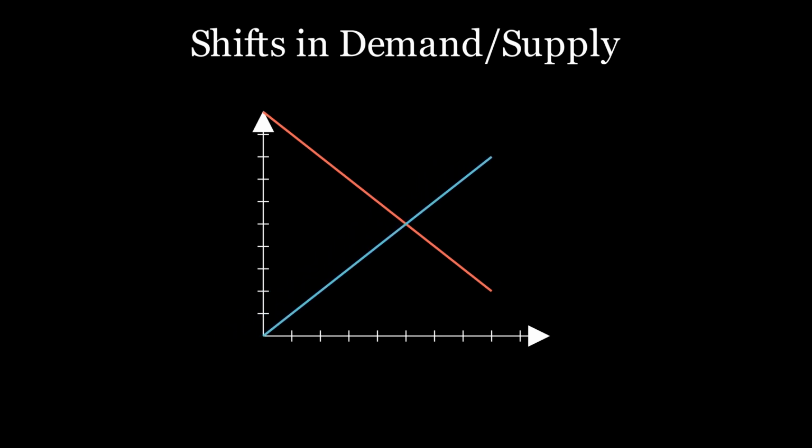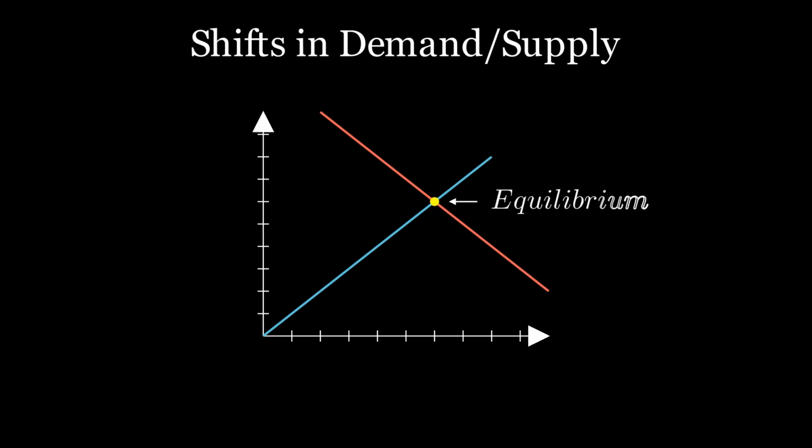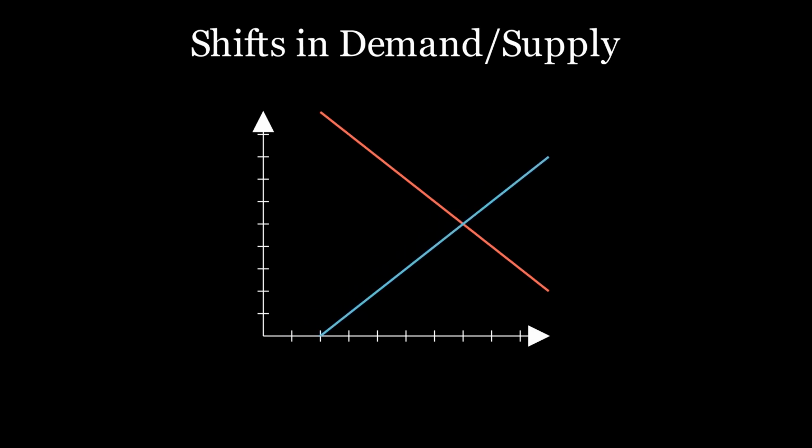When either the supply or demand curve shifts, the equilibrium price and quantity also change. For example, if the demand curve shifts to the right due to an increase in popularity, the new equilibrium will be at a higher price and higher quantity. If the supply curve shifts to the right due to increased production efficiency, the new equilibrium will be at a lower price and higher quantity.